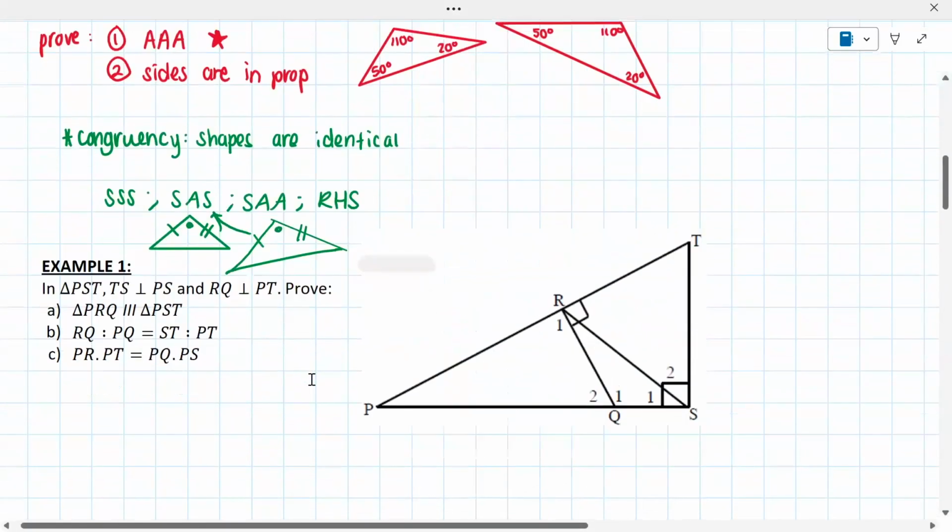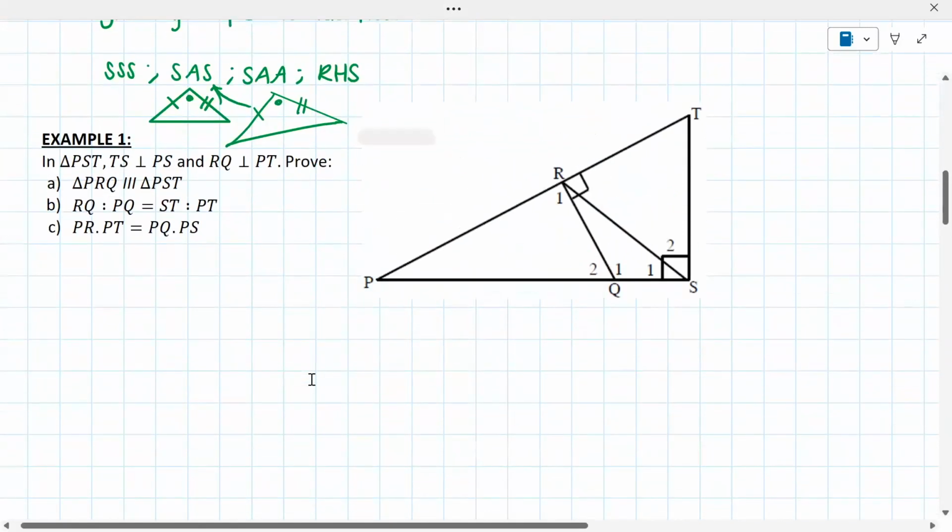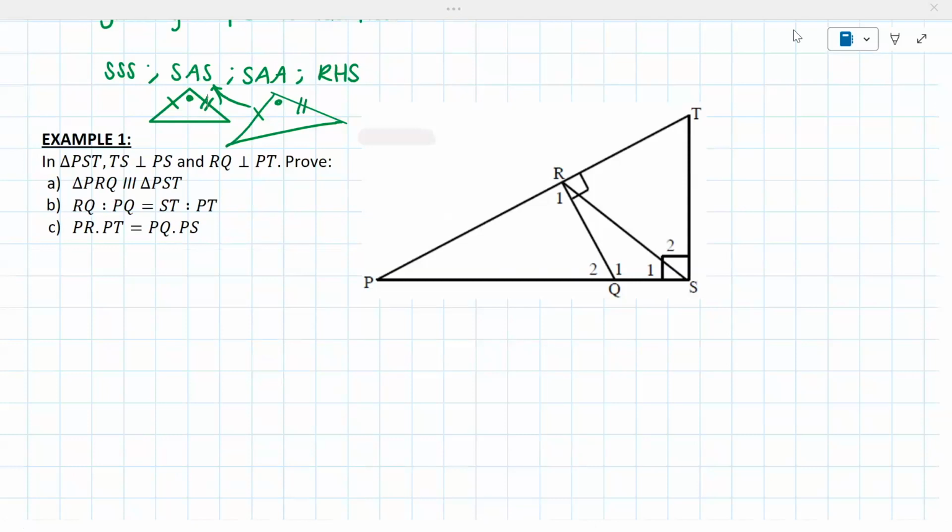Let's have a look at our first example here. So guys, remember when you are doing geometry, it's really important that you read all of your information. Okay, that seems like a really silly statement. I do understand that. But we need to actually know what we're working with before we can answer any questions.